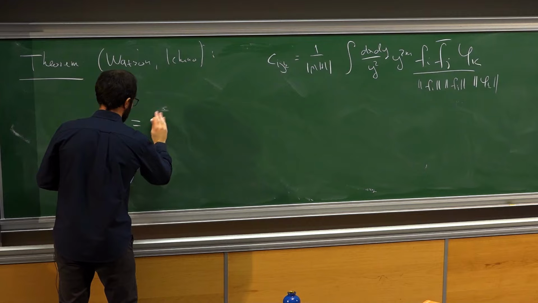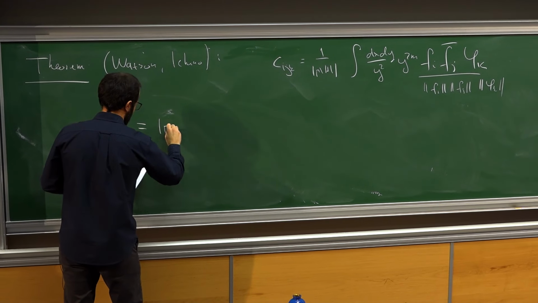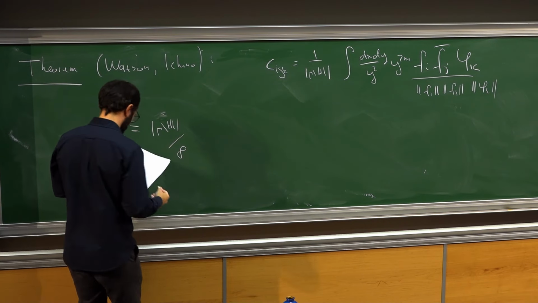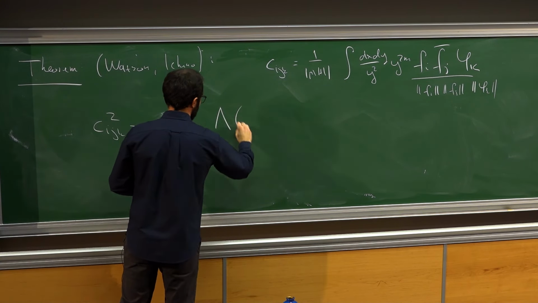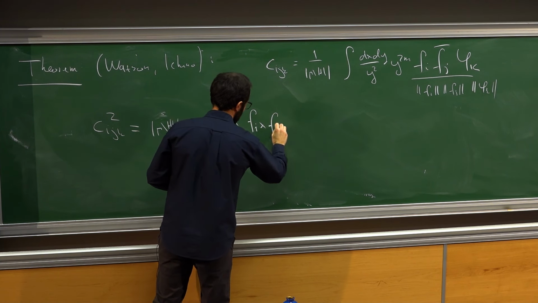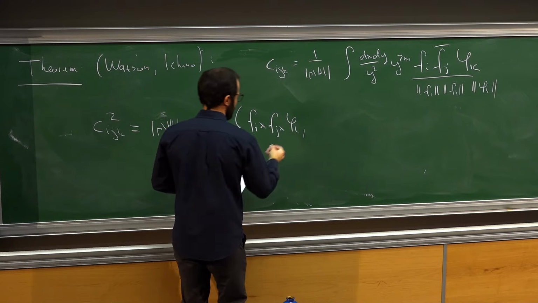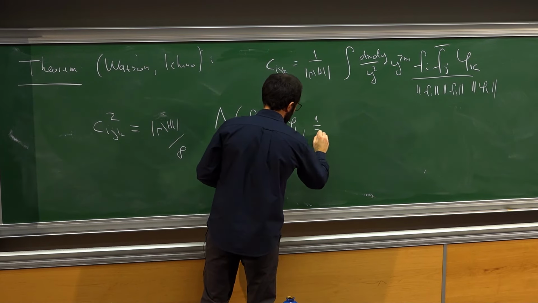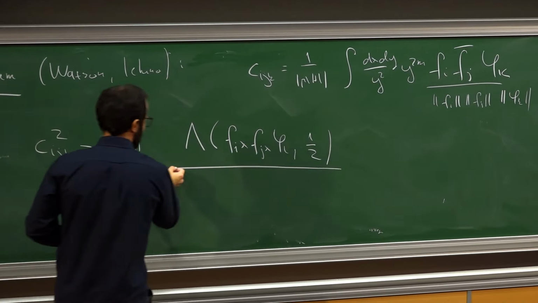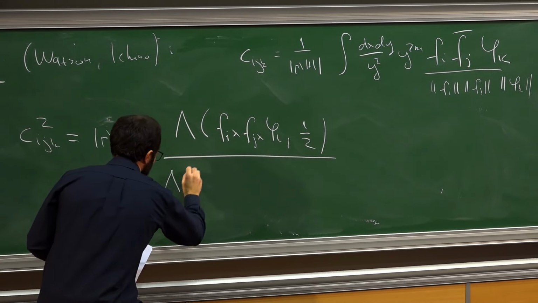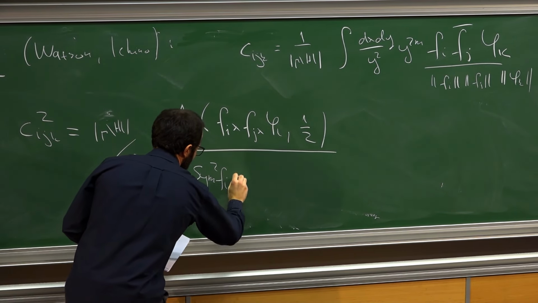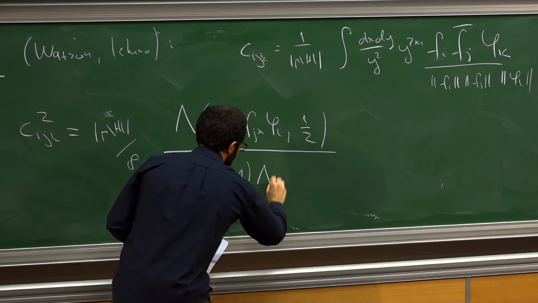I think this is probably the volume of over 8. And there's a beautiful formula: we take the completed triple product L function of f_i, f_j, phi_k, and evaluate it at 1/2, so exactly the middle of that critical strip, and then we normalize it by the symmetric square L functions for the three evaluated at 1.